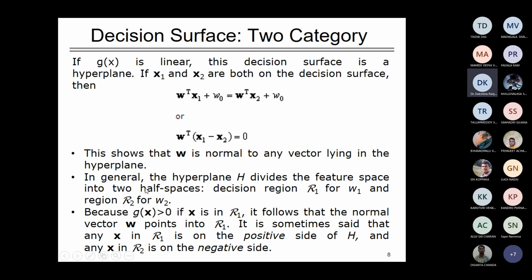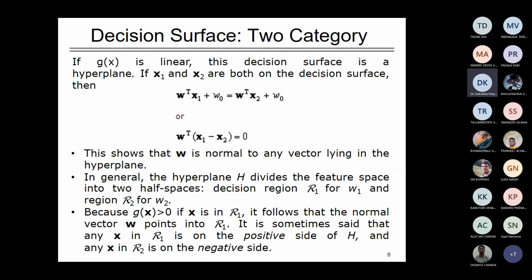So in general, we can say that the hyperplane H divides the feature space into two half spaces: decision region R1 for W1, that is the positive class, and region R2 for W2, that is the negative class. If the hyperplane is denoted by H, then this H divides the entire feature space into two different half spaces.